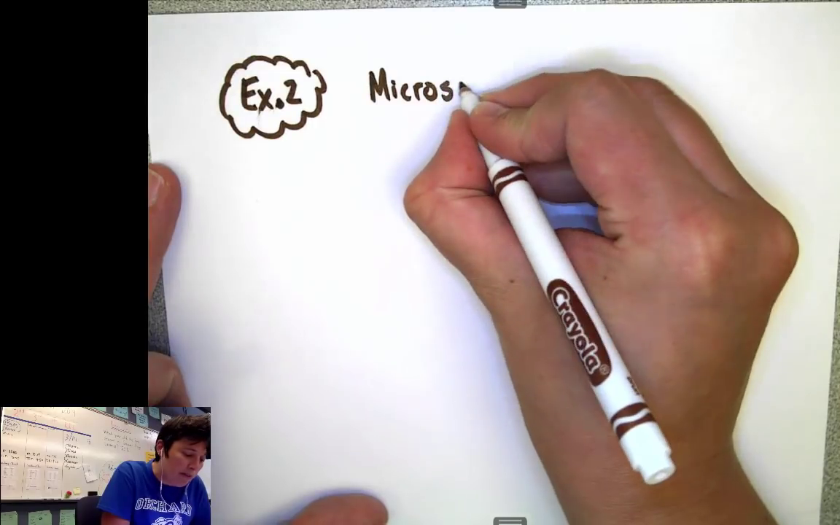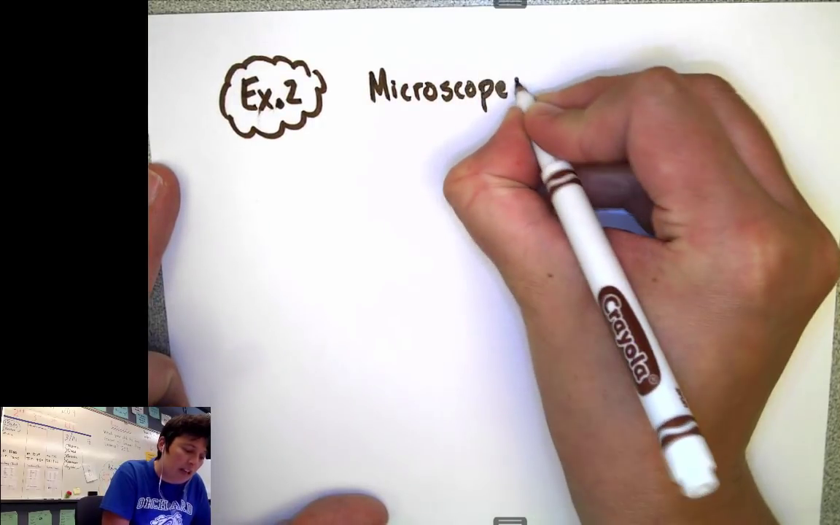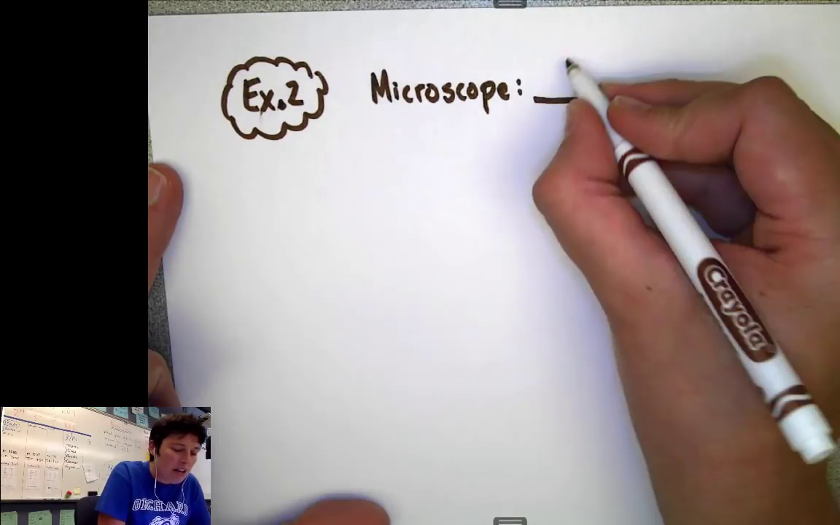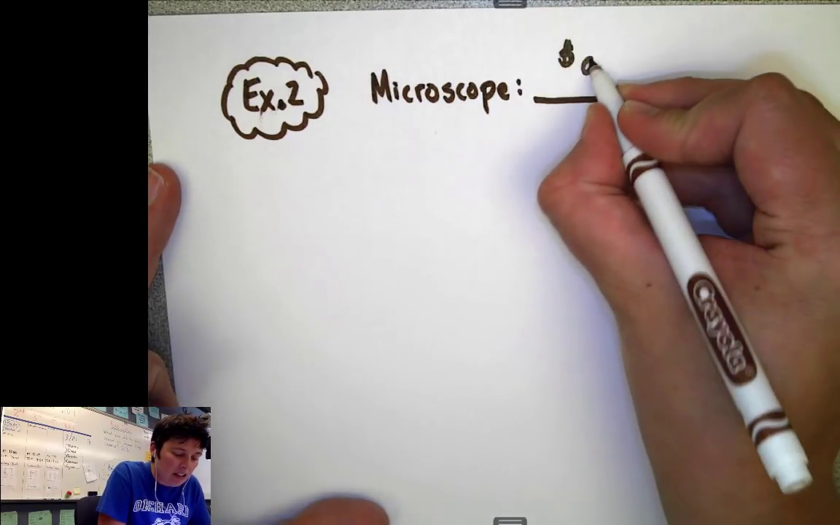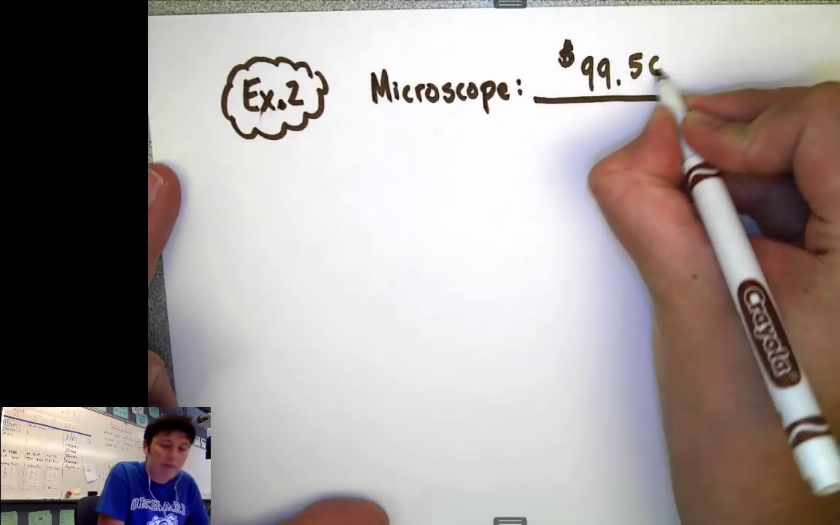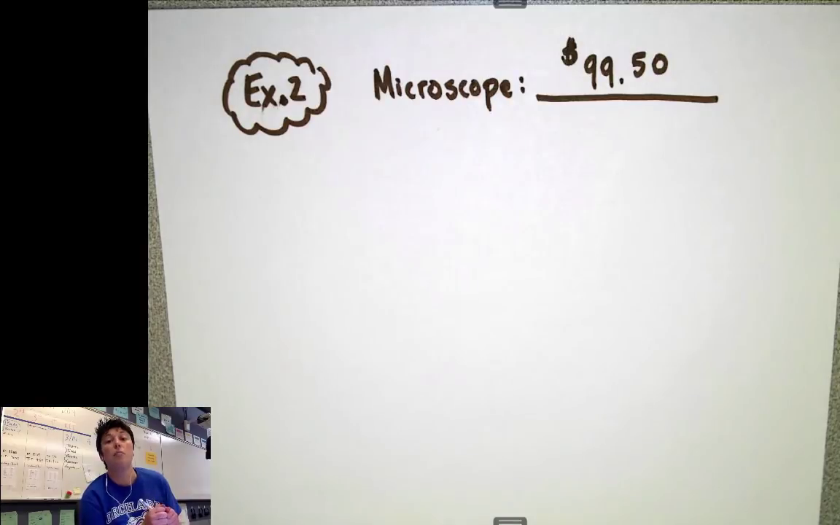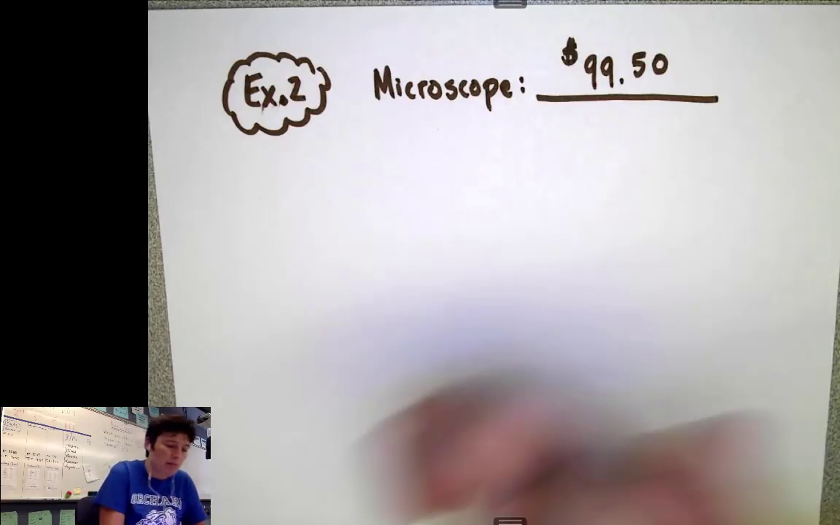But a microscope costs a little bit more money than a tie. So I go to the store, and they've got this microscope. It costs $99.50. But that's not the cost of the actual store. That's how much the business owner paid for it to get it in their store. So the business owner bought this $99.50 microscope, but now they're going to turn around and sell it to us. So they got to mark it up. So let's look at what the markup is going to be.